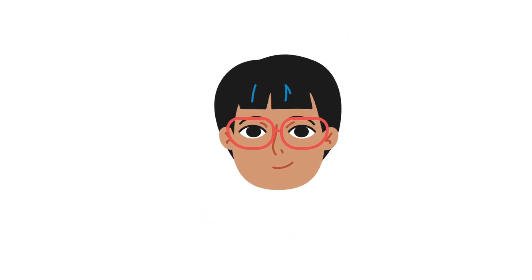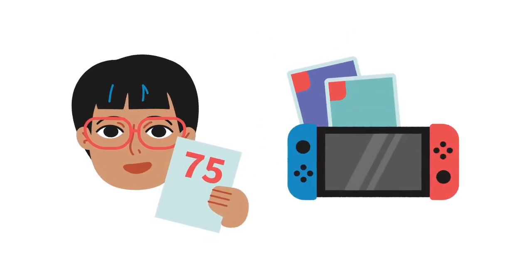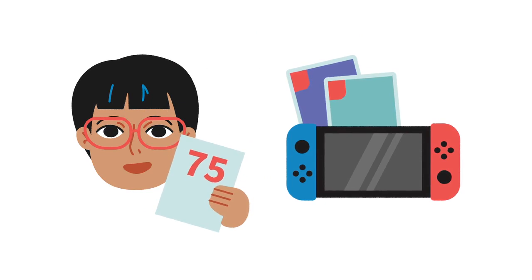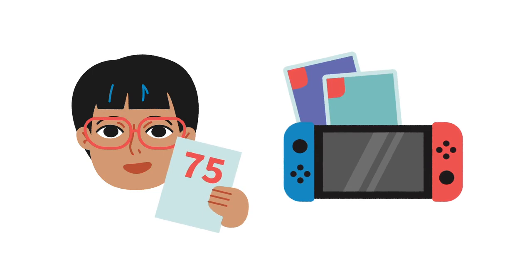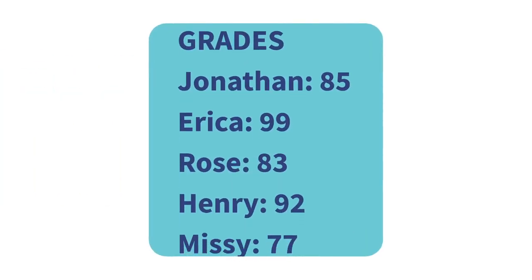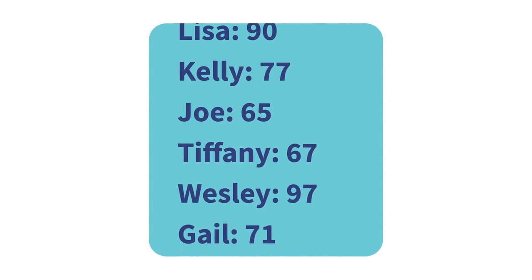Suppose you want to know how well your son Paul did for the final exams. Last week, you made a deal with him that if he scores at least 75, you'll get him that new video game he wanted. When you check the results, the names of the students are listed in no particular order. It would take ages before you find his test scores.